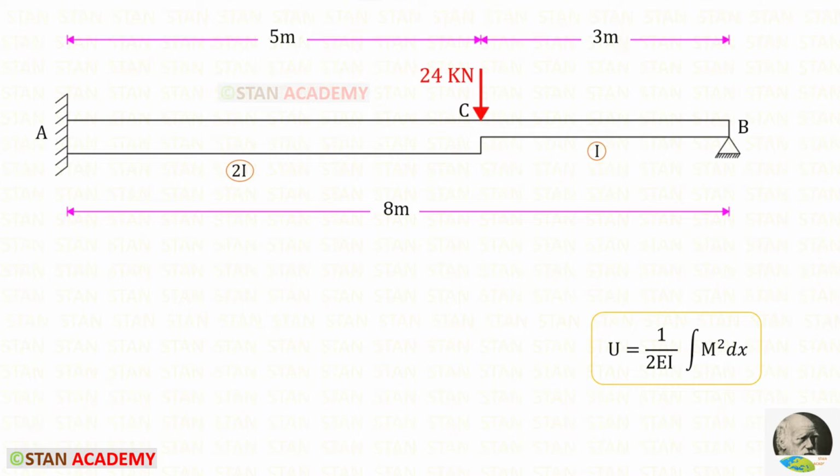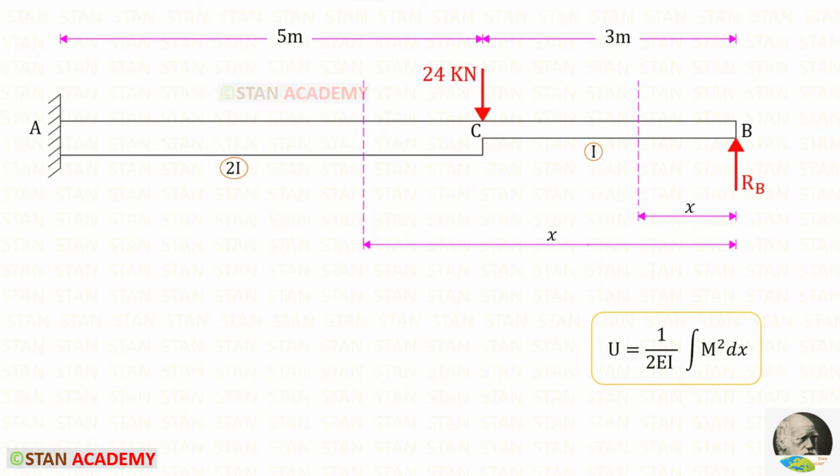U is equal to 1 upon 2EI into the integration of M square dx. To use this formula, we have to make sections. In this beam, there are two different parts, BC and CA. So we have to make two sections, one in BC and one in CA. You can see that I have made two sections, one in BC and one in CA. I have made both of the sections at a distance of x from the point B.